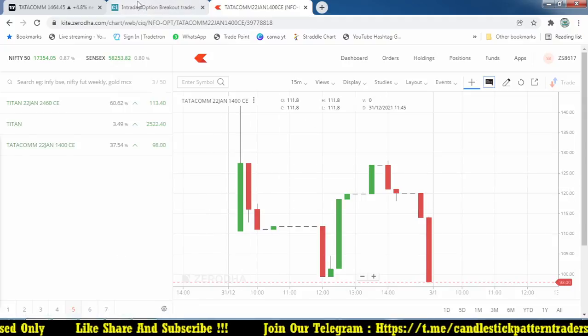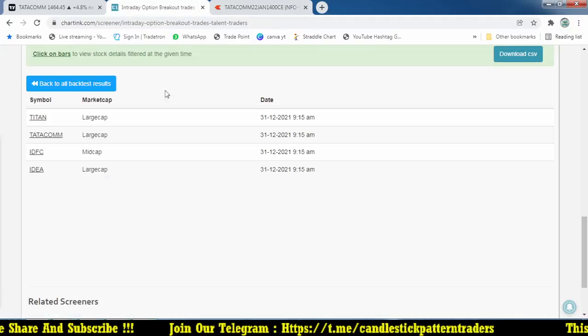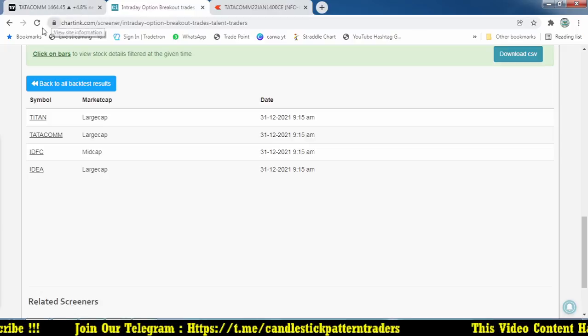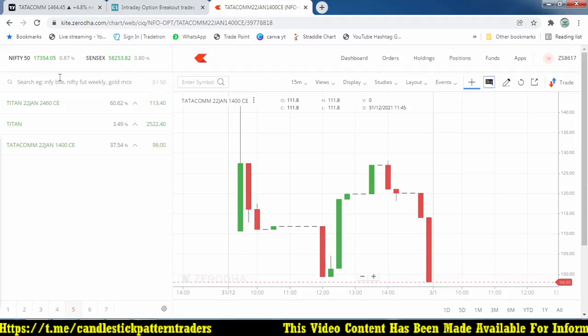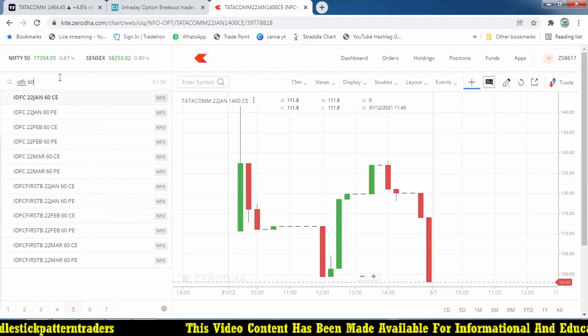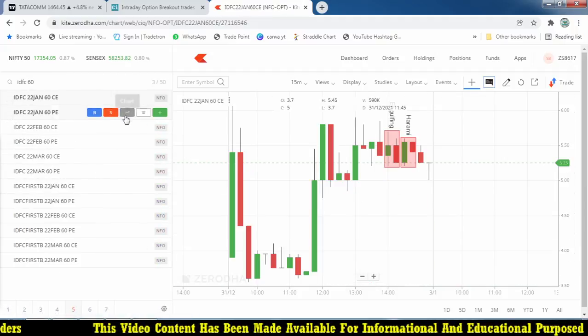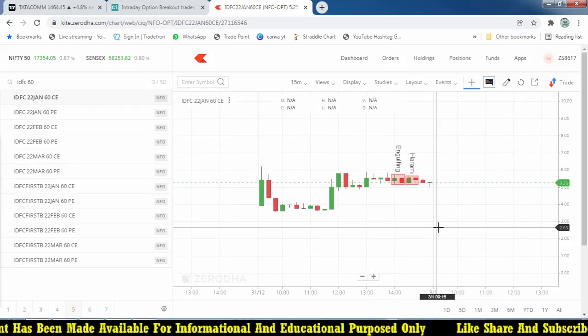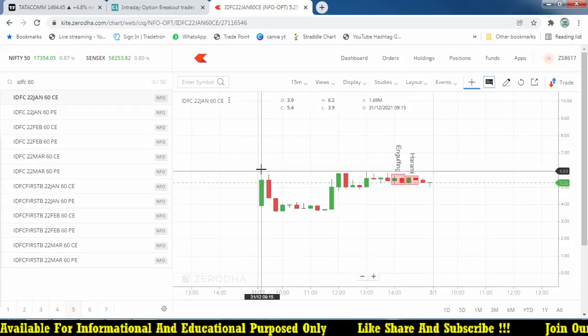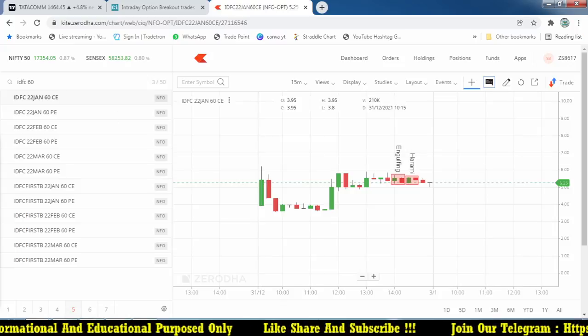Okay, it's not good. So the third stock is IDFC. Today IDFC started at 58. Let me try the IDFC 60 call option. It's near 58, so the 60 call option is also not giving you an opportunity on the 15 minutes time frame. It made a high of 6.2. Let's try it.